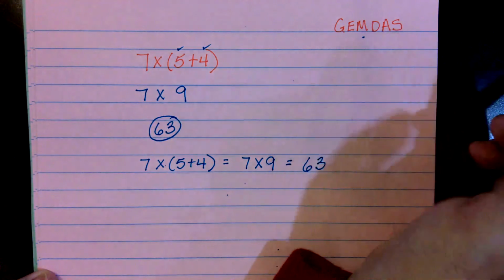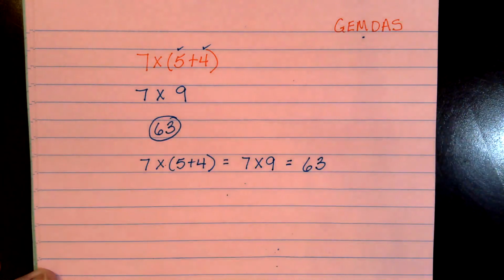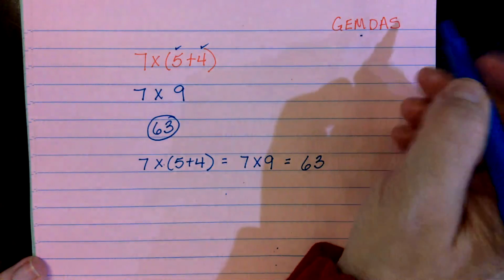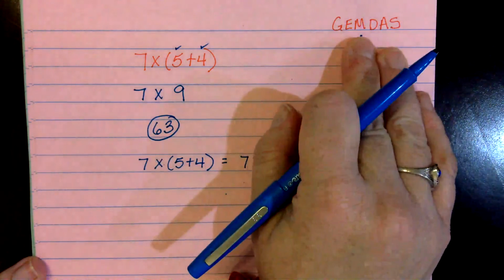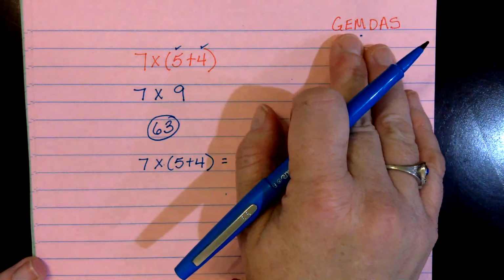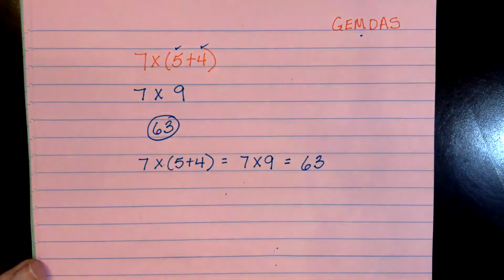We didn't have any addition and subtraction. If for some reason you don't have multiplication, you can skip multiplication and go on to division. It's just that you're doing them in the order that you have them. So don't be afraid if you don't have an exponent to move on, or if you don't have parentheses to start with your multiplication and division.